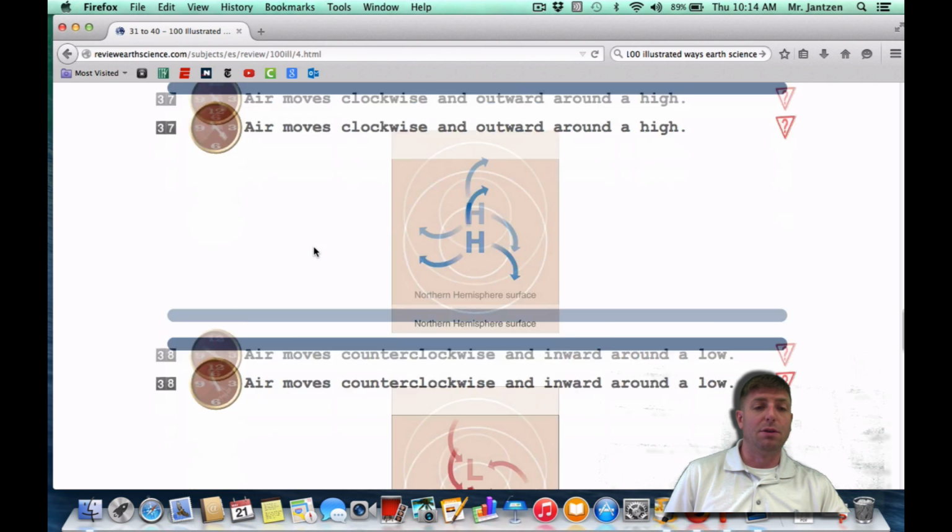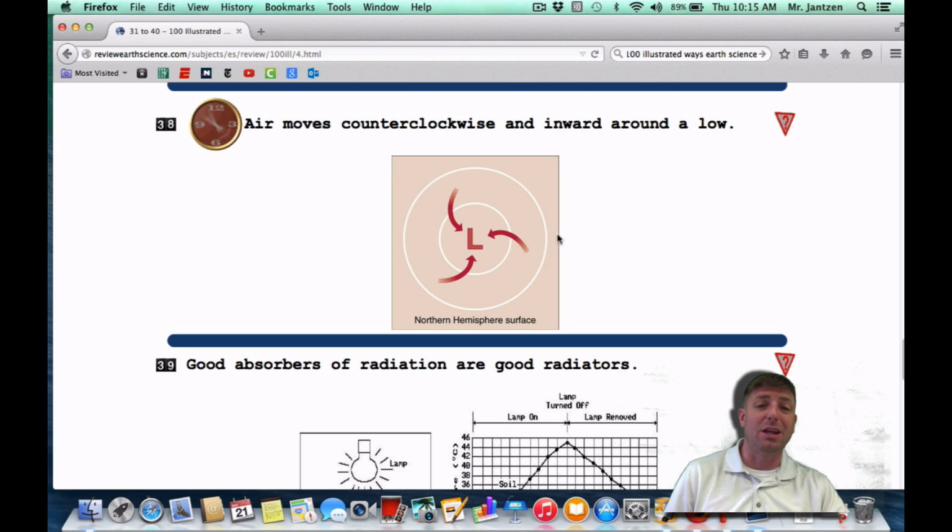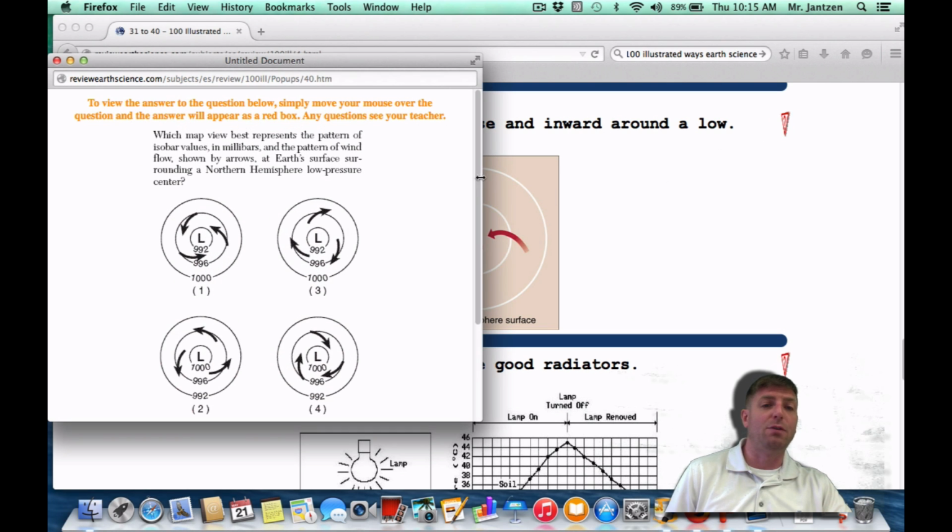Number 38. Air moves counterclockwise and inward around a low. So maybe LICC helps you remember: L-I-C-C, 2 C's. Low, inward, counterclockwise. Once again, you have to have that memorized, all right? What we're looking at here is which map view best represents the pattern of isobar values and the pattern of wind flow shown by the arrows at the Earth's surface surrounding a northern hemisphere low pressure center. So pointing towards the L and going counterclockwise. Which of the 4 choices? Choice 1, just like that.